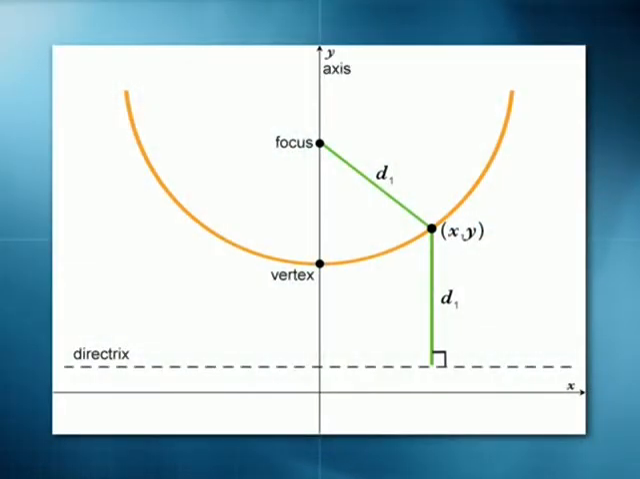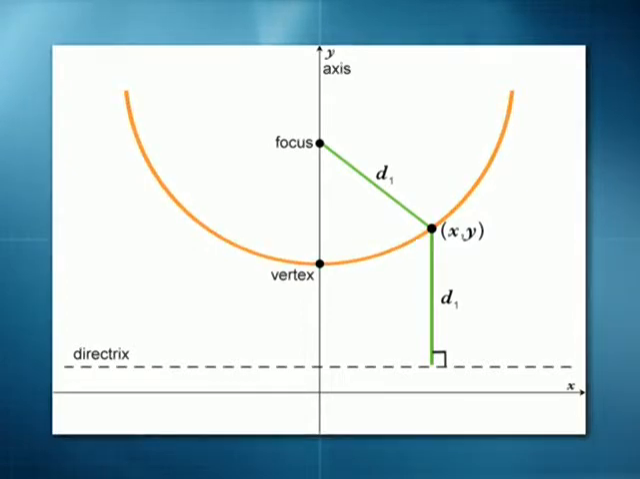Here's a picture of what I'm talking about. There is a focus, a single point, and down below you see a horizontal directrix, and a point x, y is on that curve if the following is true. The distance from x, y over to the focus, which is indicated by d sub 1, is the same as the distance from x, y down to that directrix. That would be the perpendicular down to the directrix. Those distances are the same, and that generates this parabola, and in this case, it's opening upwards.